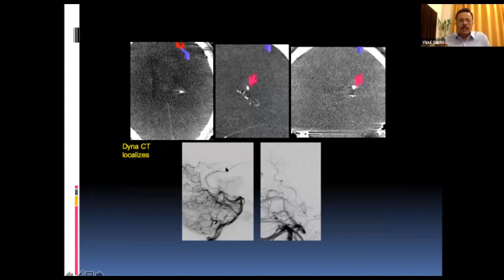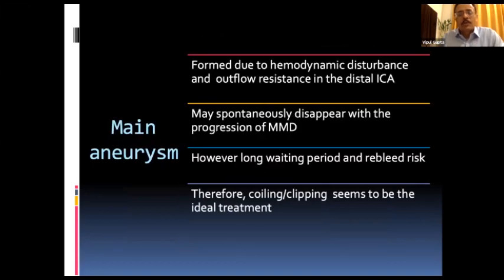In my experience, if you can go very subselective, it's pretty safe because when the aneurysm has ruptured, probably those collaterals stop working anyway. And we like to glue them if possible. The main aneurysms on the major vessels are because of hemodynamic disturbances.